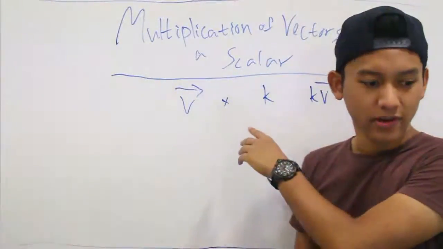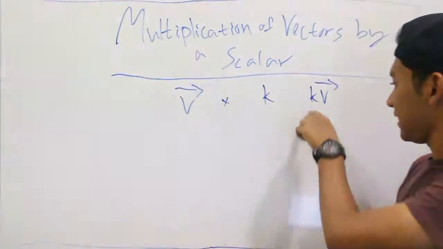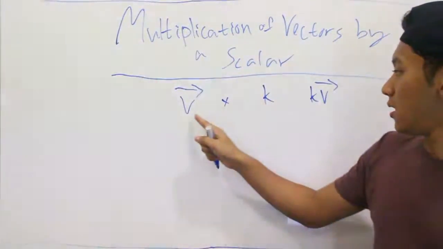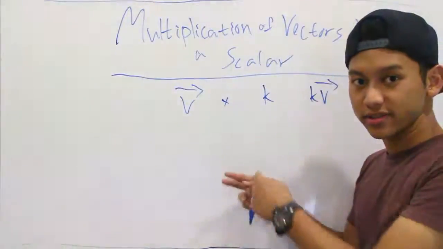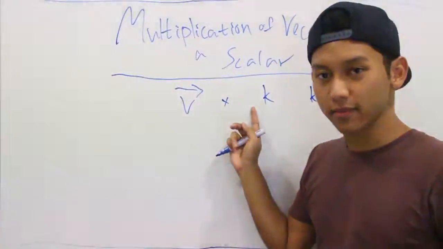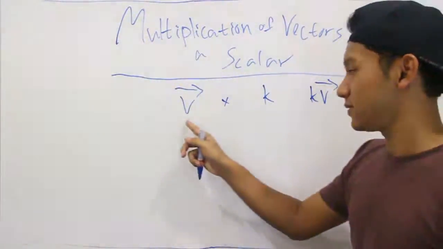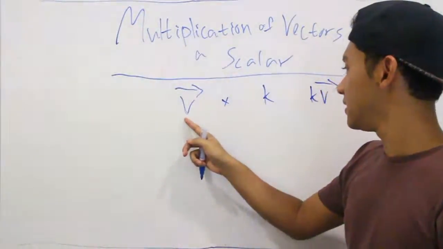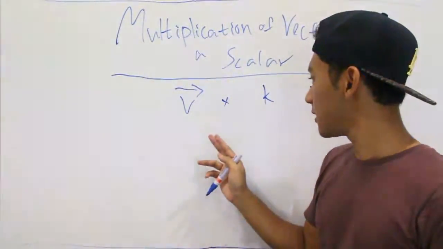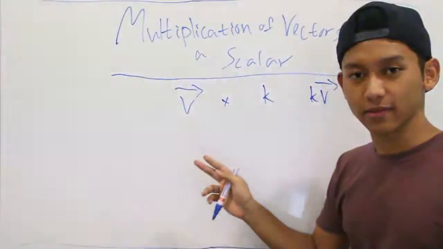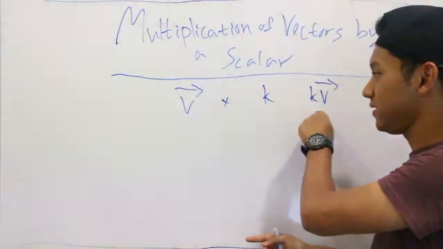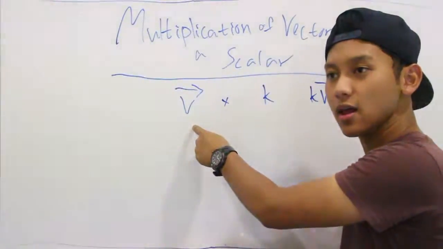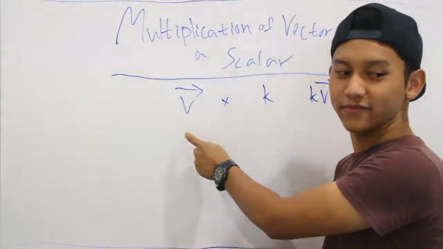KV has the same direction as vector V if K is more than 0, which means if K is a positive number. Now if K is less than 0, in other words, if K is a negative number, then the direction will be opposite. The direction of KV will be opposite to the original vector V.